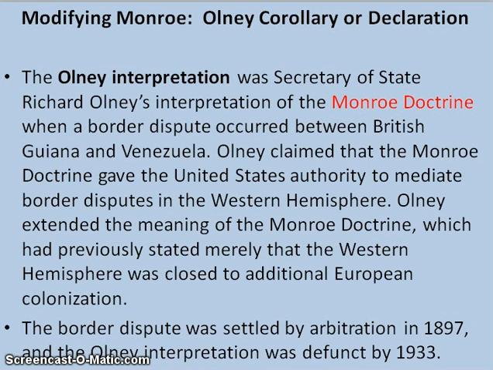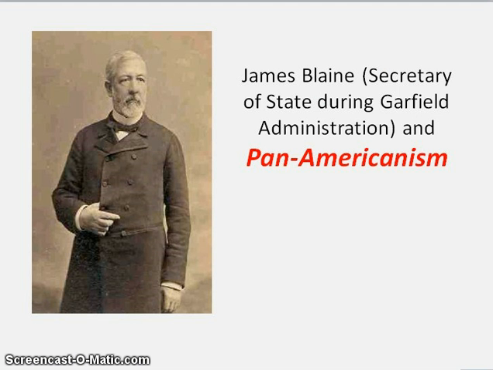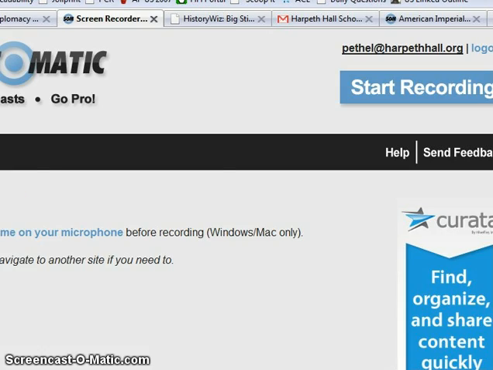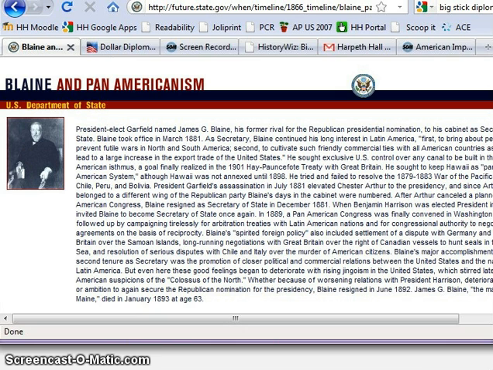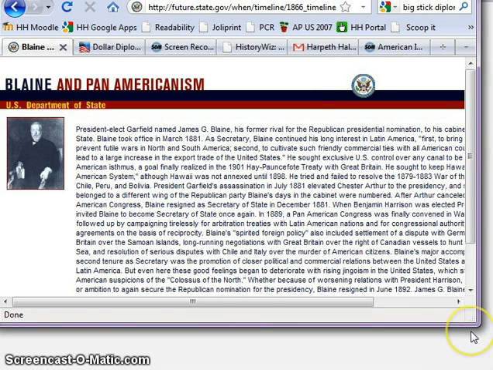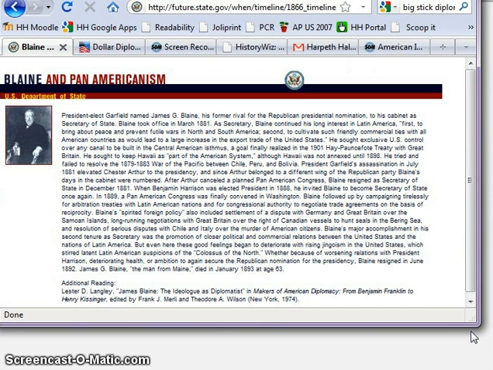All right, that's going to get us to James Blaine, who was actually Secretary of State during the Garfield administration, but he comes up with an idea called Pan-Americanism. Let me go quickly to this, and this is going to give us a better idea here of James Blaine, and I will email you this link as well.